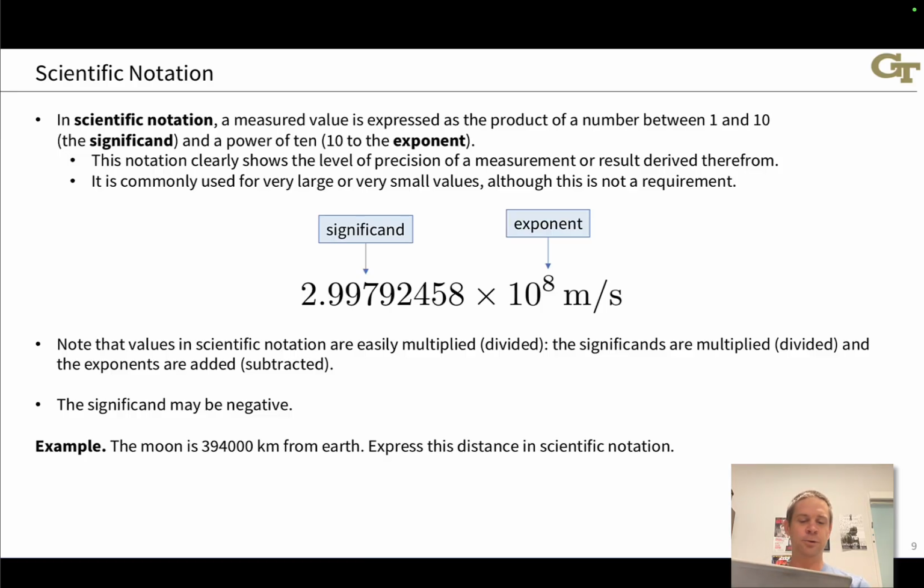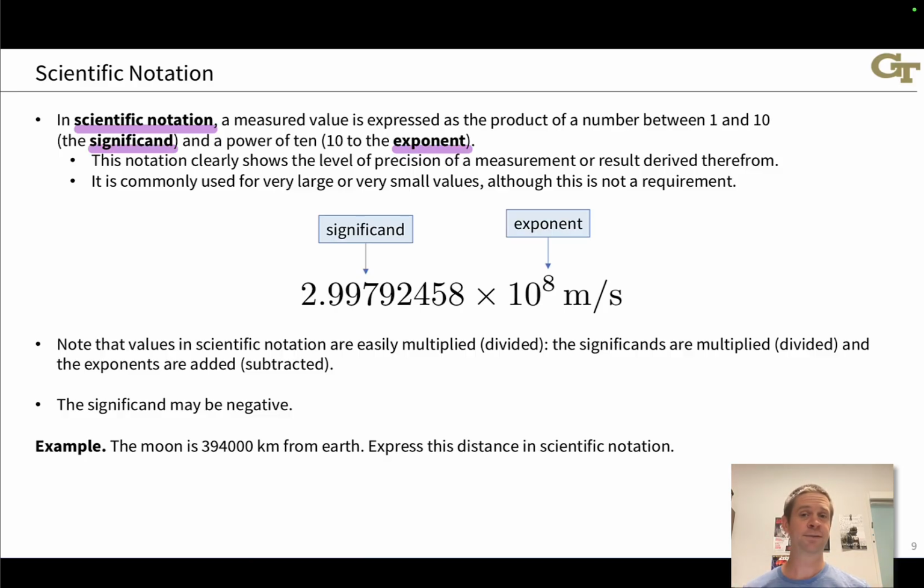In scientific notation, the value of a measurement is expressed as a product of a power of 10 and a number between 1 and 10. This number between 1 and 10 has a special name. It's called the significand. We'll see where that comes from later when we talk about significant digits. And the power of 10 is raised to some number, which is called the exponent for pretty obvious reasons. This is the exponent on 10.